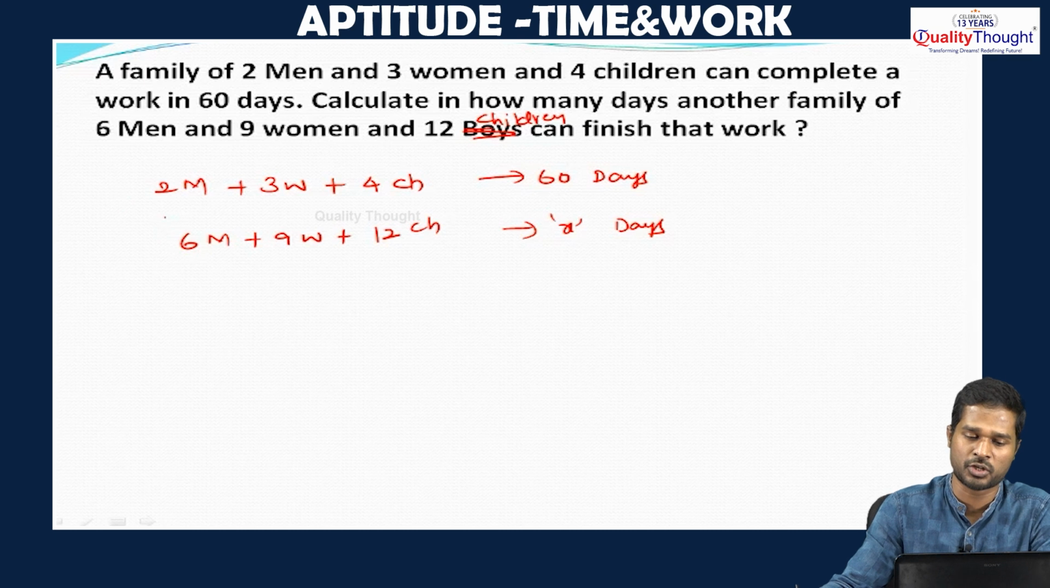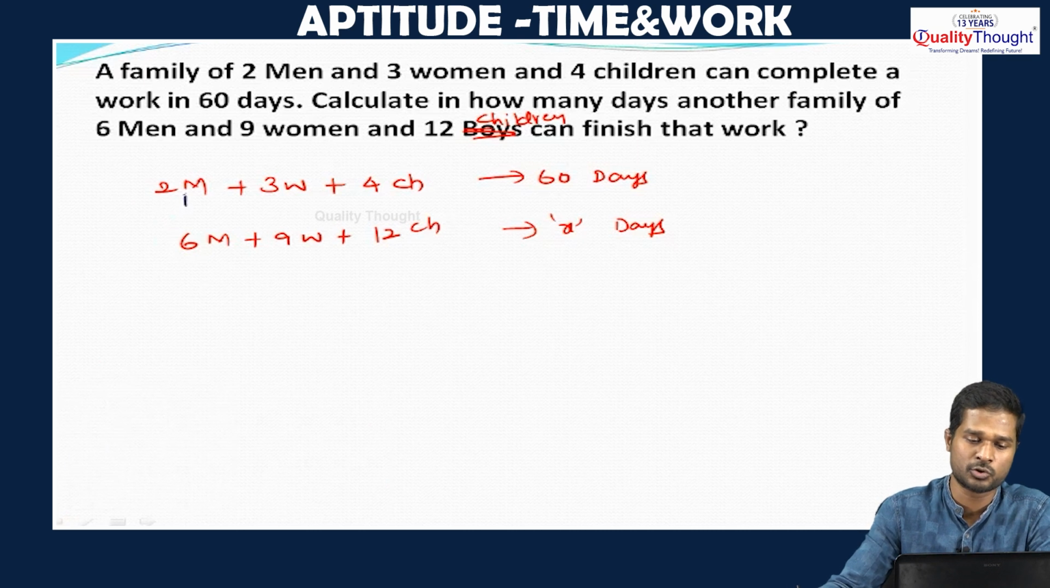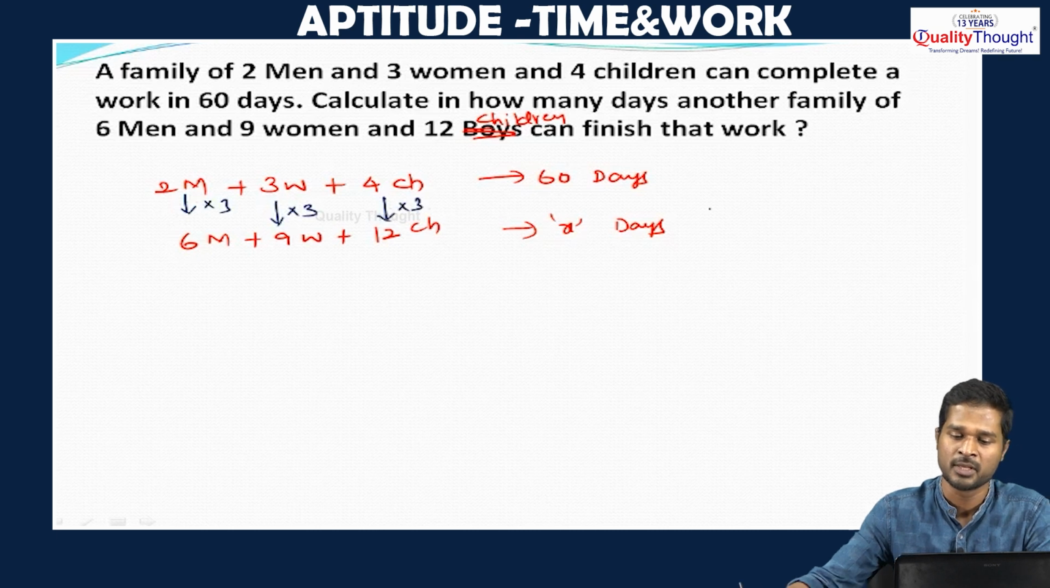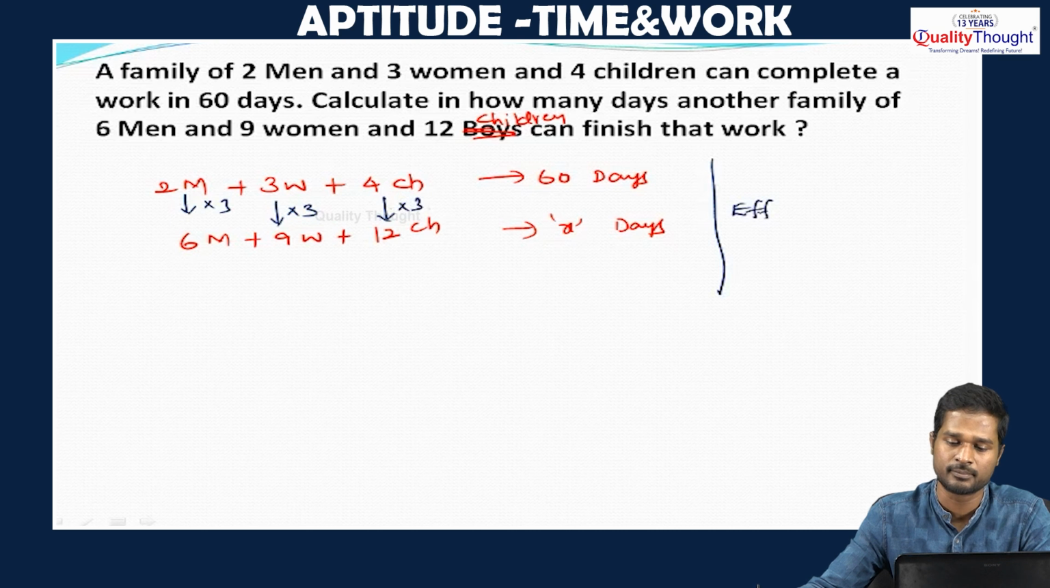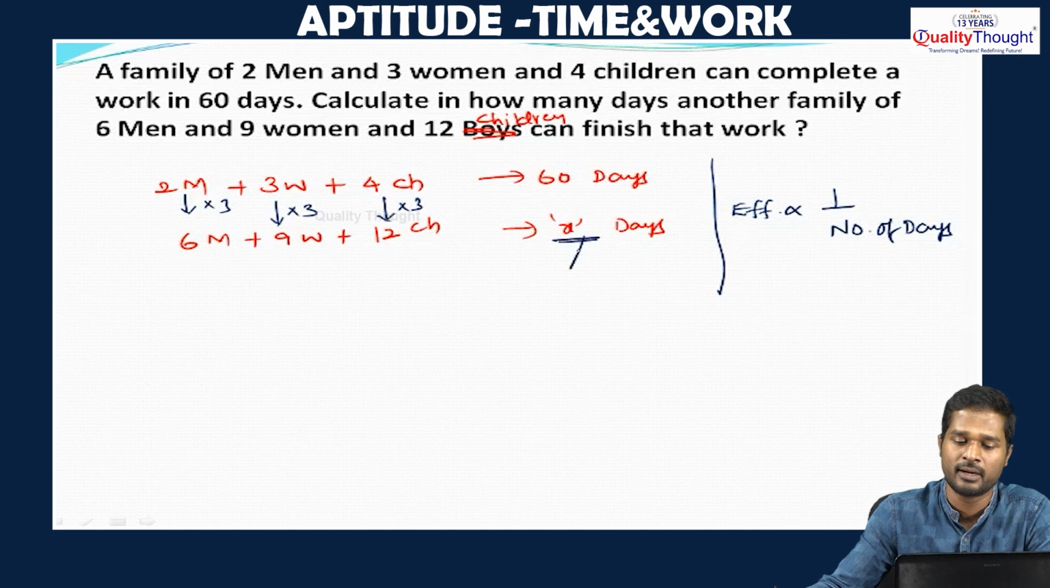Now we have seen this type of question already. See here, in each case we increased the people. 2 men has become 6 men by multiplying with 3, 3 women has become 9 women by multiplying with 3, 4 children has become 12 children by multiplying with 3. Just now we have written the efficiency will be equals to the number of days taken. That means if there are more people, you require less number of days to complete the work. So 3 times the people are increased, so 3 times the days will be decreased. So the days required are 60 by 3, that is 20 days.